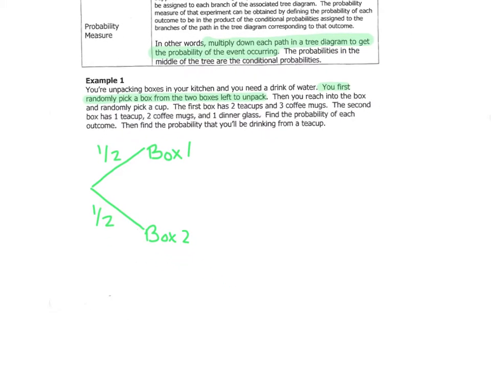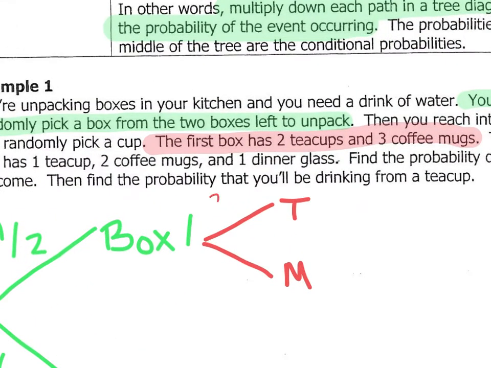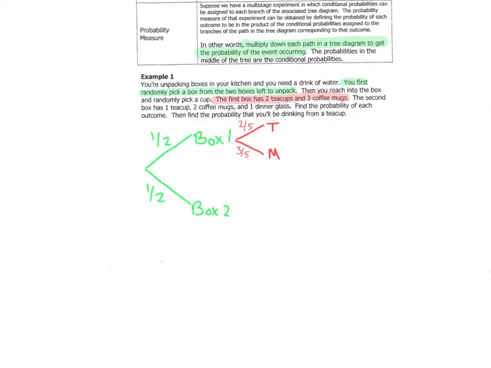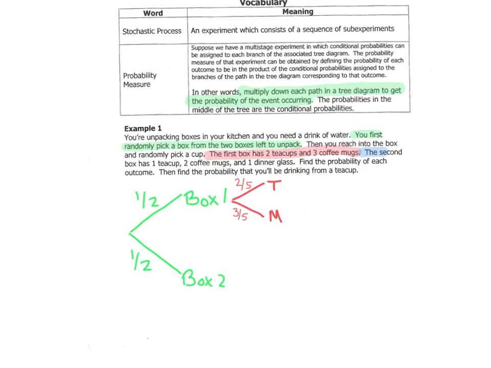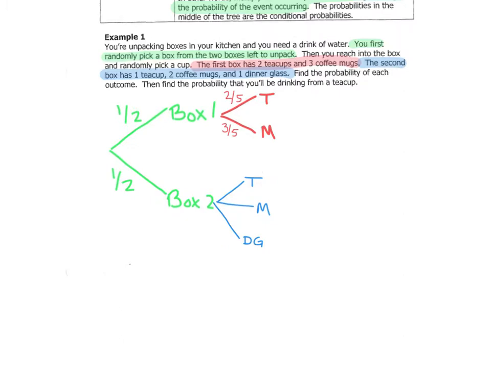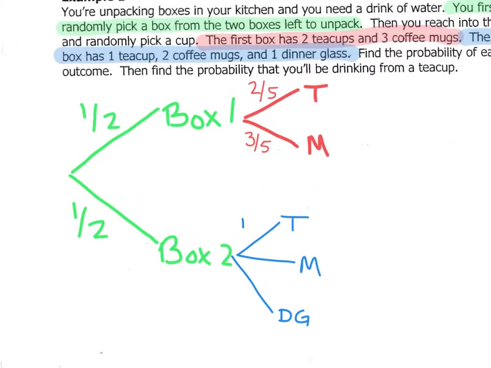Then you reach in the box and you pick out a cup. In the first box, there's 2 teacups and 3 mugs. So I will show that in my table. And since there's 2 teacups and 3 mugs, that's 5 total, and the total is always our denominator. Lastly, it states that the second box has 1 teacup, 2 mugs, and a dinner glass. So by keeping track of the teacup, mugs, and dinner glass, I have 1, 2, and 1, which is a total of 4 types of cups.